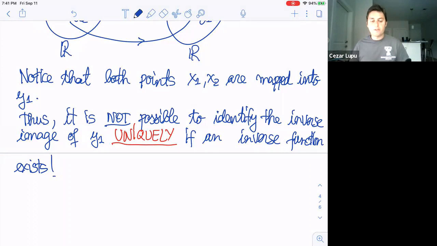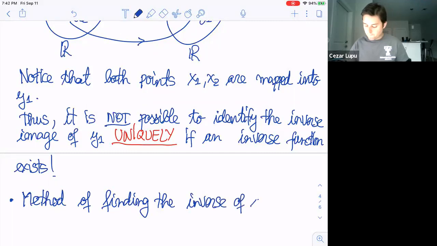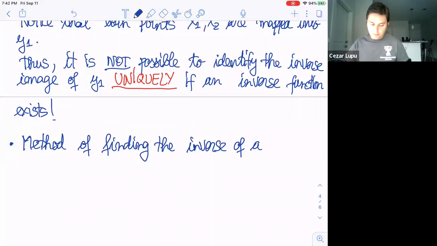So if we have this function, the simplest quadratic function, defined from R to R, we cannot find the inverse, right? So the inverse does not exist. Well, let's see what kind of method there is for finding the inverse of a one-to-one function.